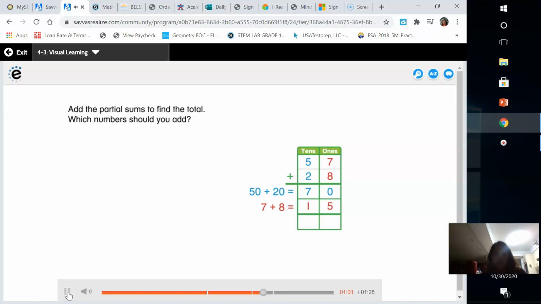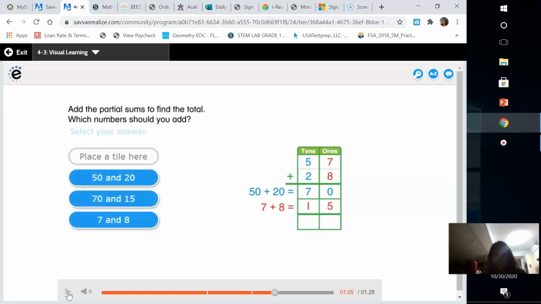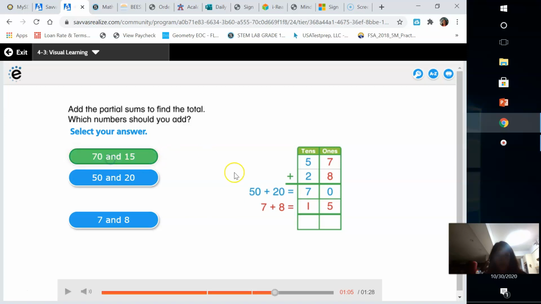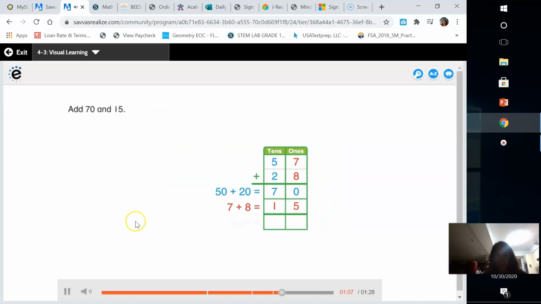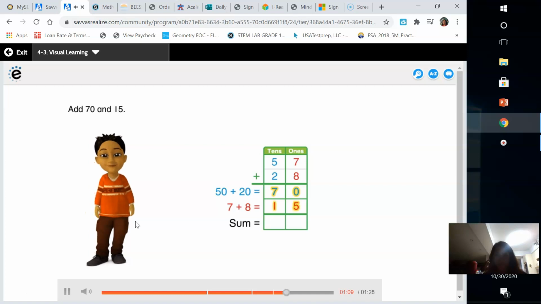Add the partial sums to find the total. Which numbers should you add? Well, select your answer. We're going to add the two partial sums, the 70 and the 15. We're going to move it. Add 70 and 15. 0 ones and 5 ones is 5 ones. 7 tens and 1 ten is 8 tens. So 57 plus 28 equals 85.